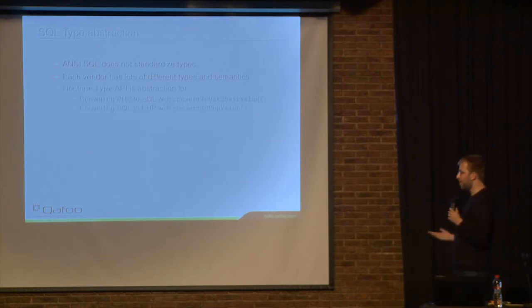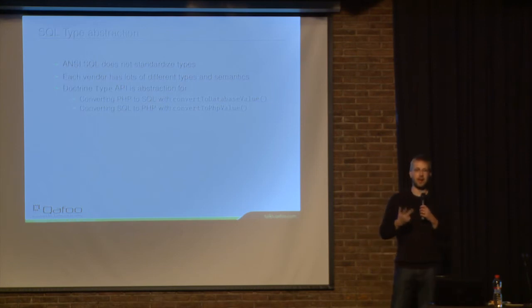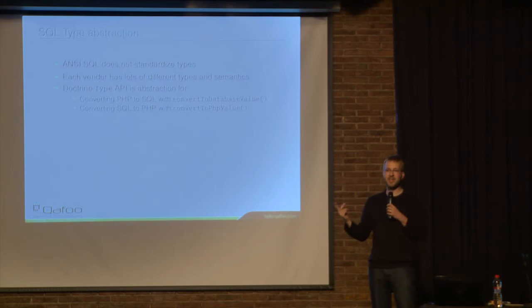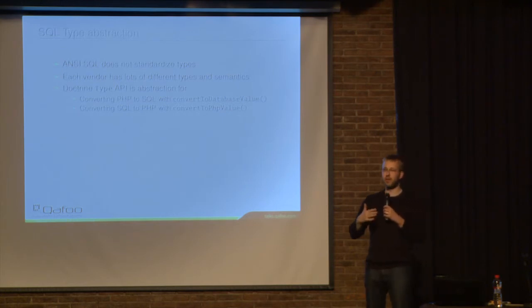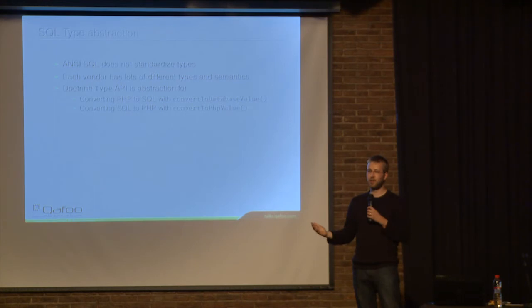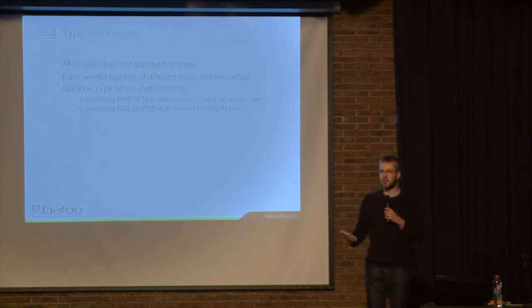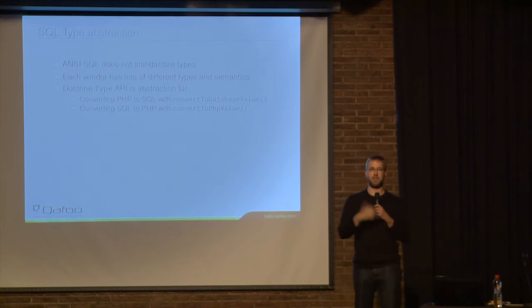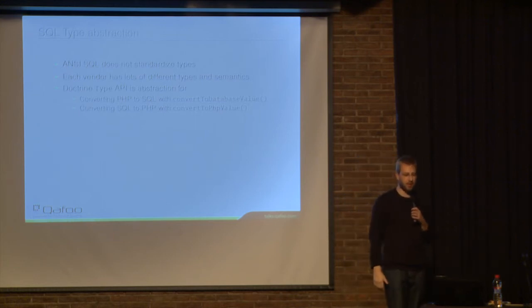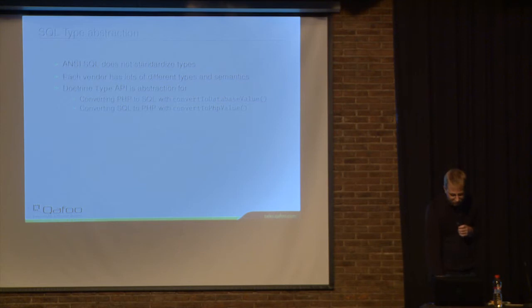So the Doctrine type API allows you to convert any PHP type into the type of the SQL database that you're using, and vice versa. So when you fetch the data from the database, you can use this API to convert it to the corresponding PHP type. For example, convert a date into a PHP datetime object, and convert the datetime object back to a string for the database. And we do this for quite a bunch of different types.